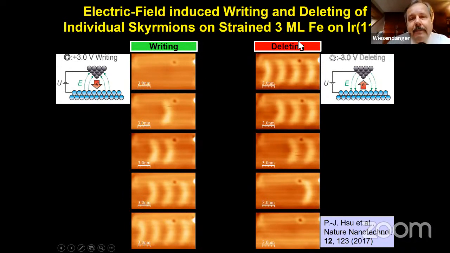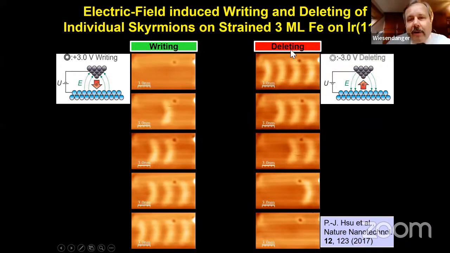And we noticed here, for the example of a free monolayer iron film on iridium 111, that we can also write and delete skyrmions one by one. Now you might say, what is this? The skyrmions here are no longer axisymmetric. They have a kind of strange shape, banana shape.